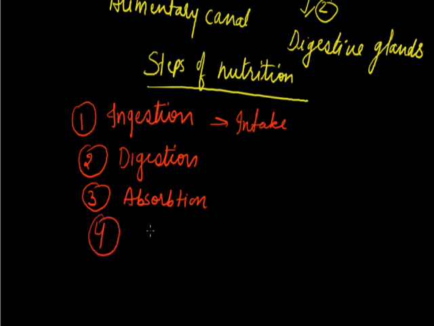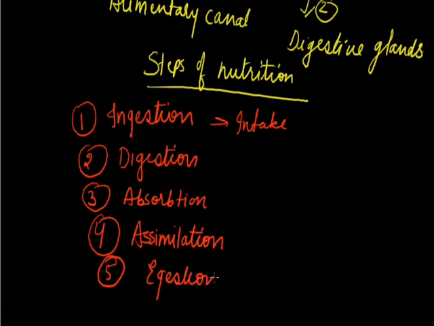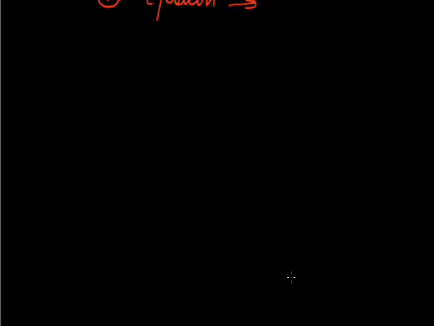The fourth important step of nutrition is assimilation. Assimilation is the utilization of the absorbed food by the body cells to produce energy. And the last step is called egestion. After digestion, the unwanted waste material left should be expelled from the body, and that removal of the undigested waste from the body is called egestion. Now these are the various steps of nutrition.